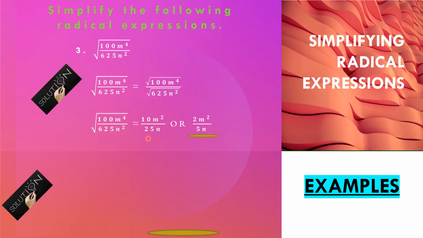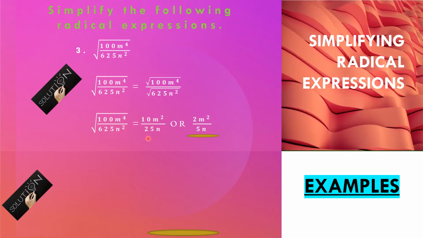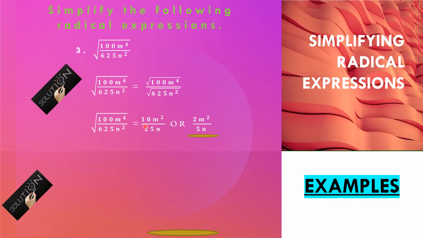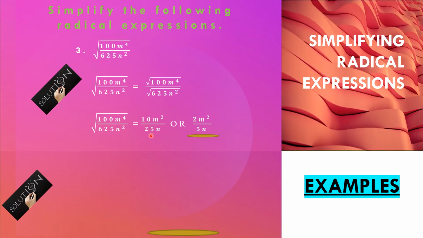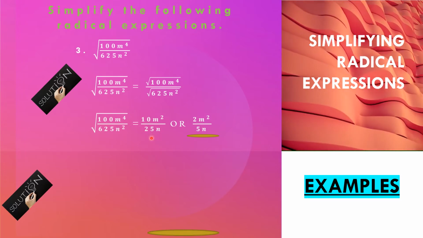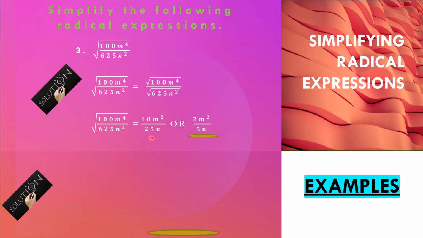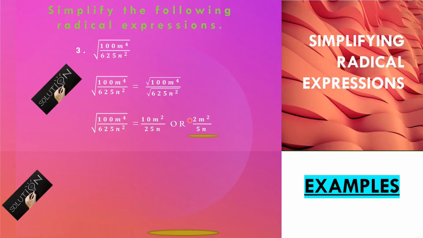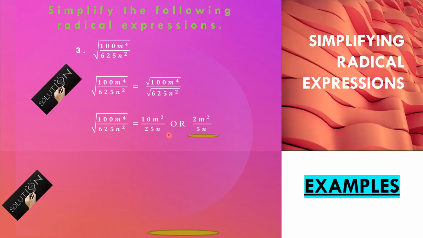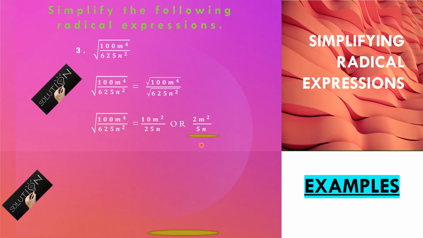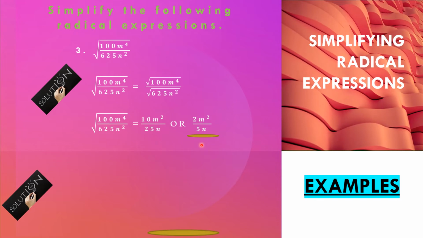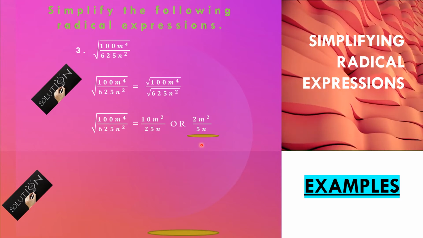Na kung saan, pwede pa natin itong i-reduce or i-simplify pa kasi si 10 at si 25, meron silang greatest common factor which is 5. So, i-divide po natin si 10 by 5. 10 divided by 5 is 2. Then, 25 divided by 5 is 5. So, our final answer is 2m squared over 5n.